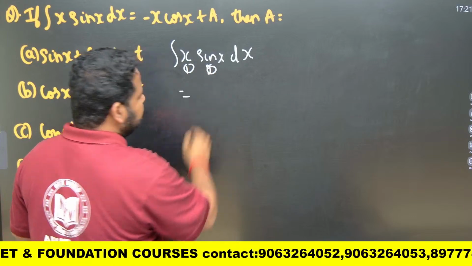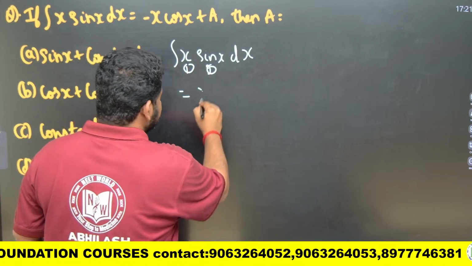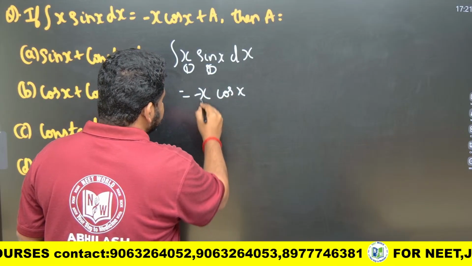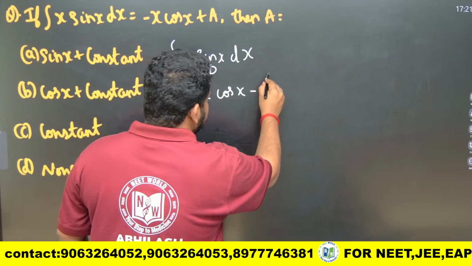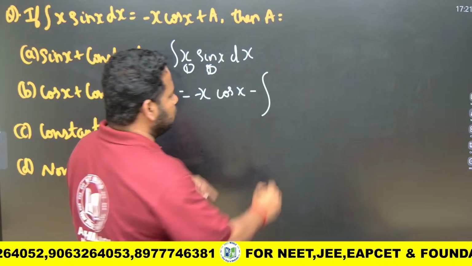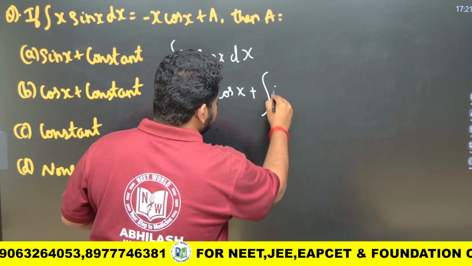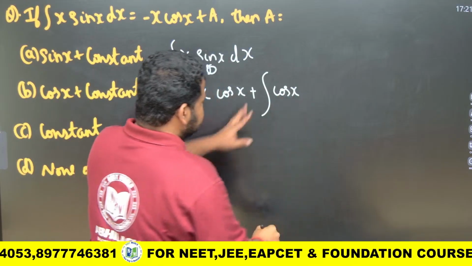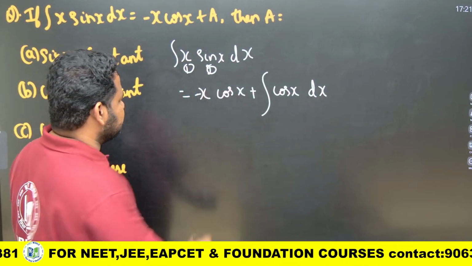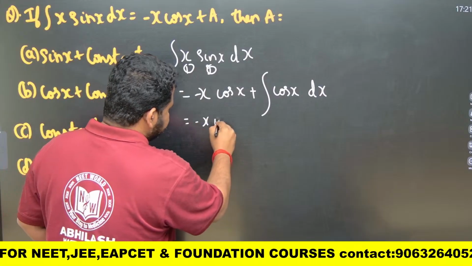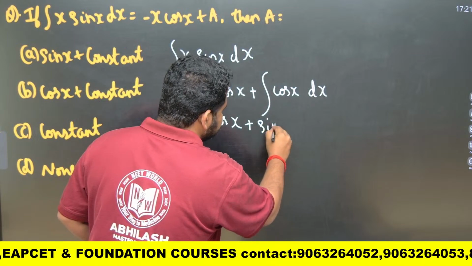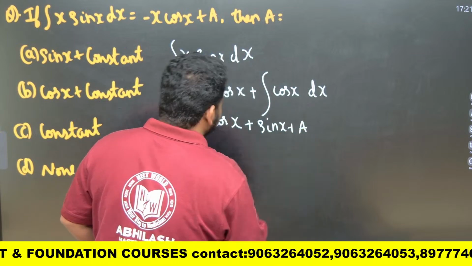If I apply the ILATE rule and solve it, this will be x into integral of sin x, which is minus cos x, minus integral of d by dx of x, which is 1, times integral of sin x, which is minus cos x. Minus and minus will become plus, so we get integral of cos x dx. Now if I integrate this further, I get minus x cos x plus integral of cos x, which is sin x.